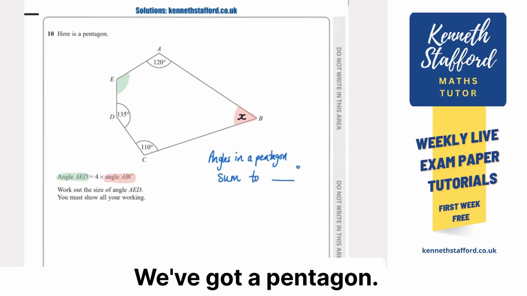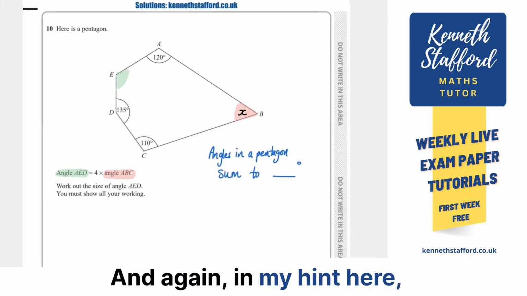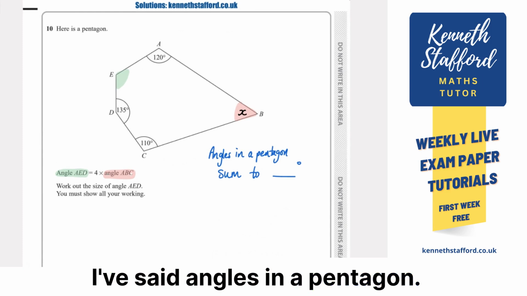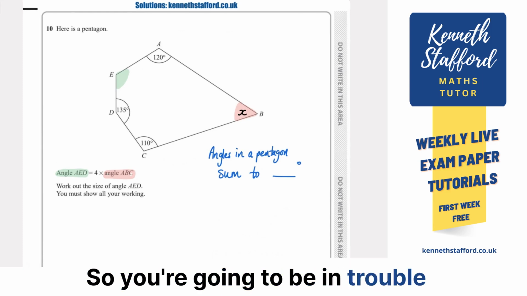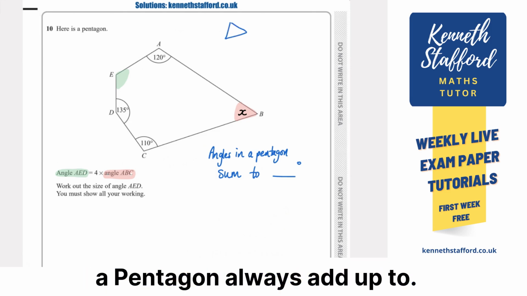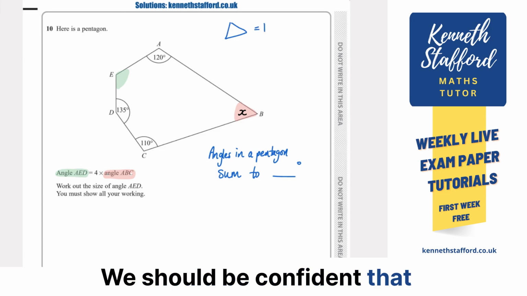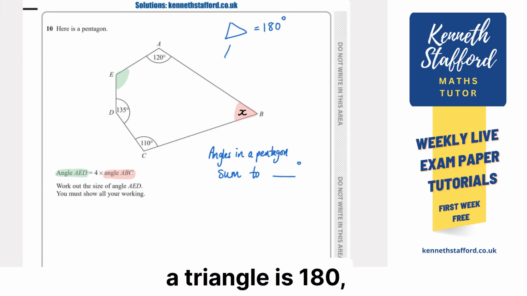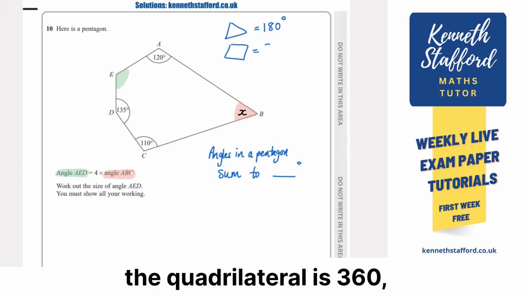Question 10, we've got a pentagon. And again, in my hint here, I've said angles in a pentagon sum to what? So you're going to be in trouble on this question if you don't know what angles in a pentagon always add up to. We should be confident that a triangle is 180, a quadrilateral is 360.